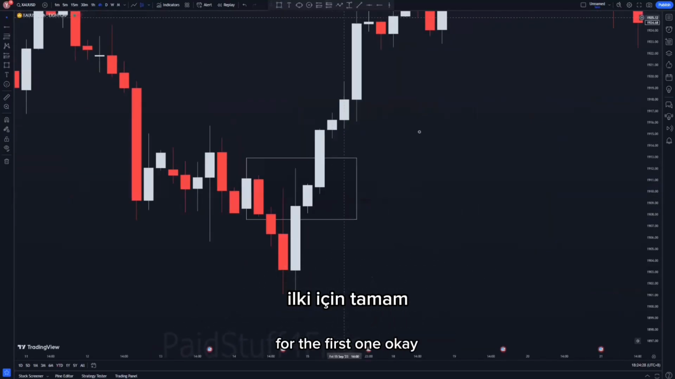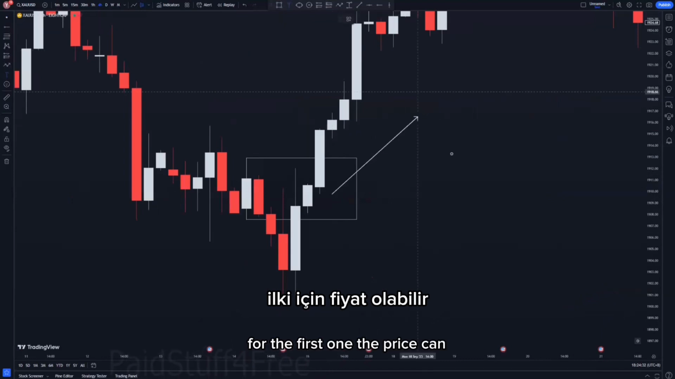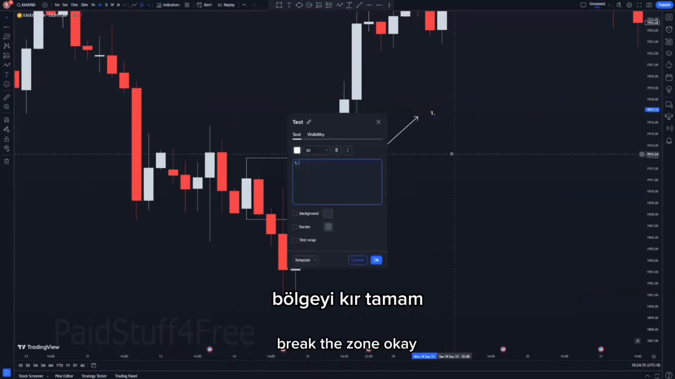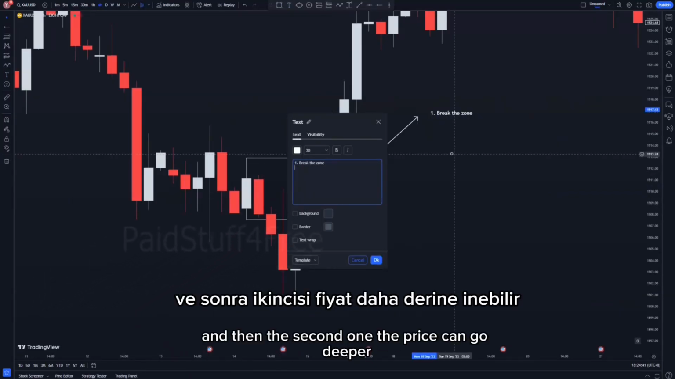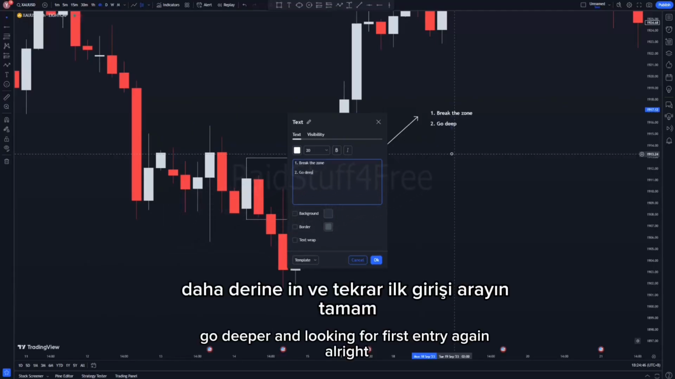For the first one, the price can break the zone, all the way fly up just like that. And the second one, the price can go deeper and look for the first entry again.